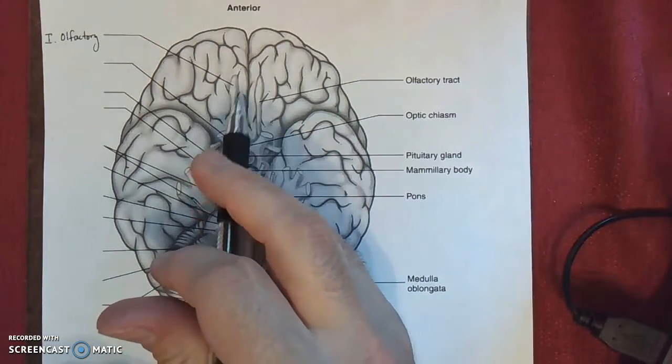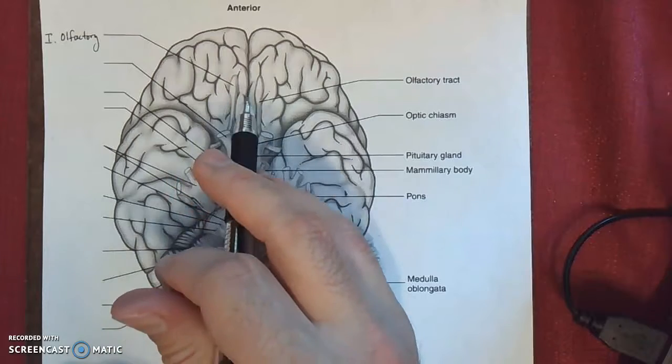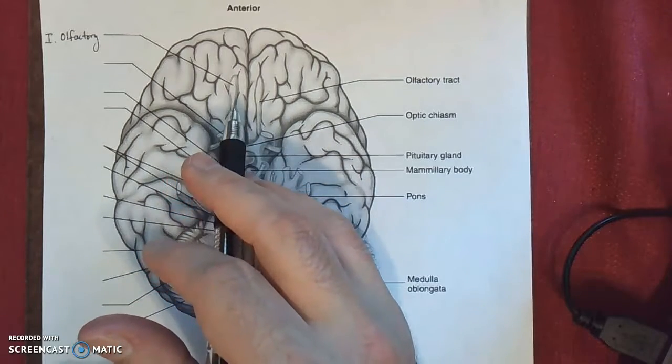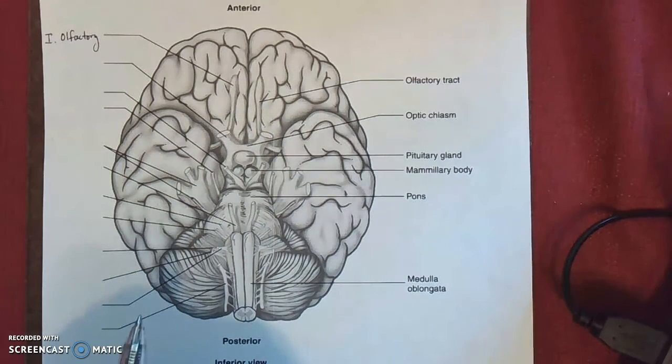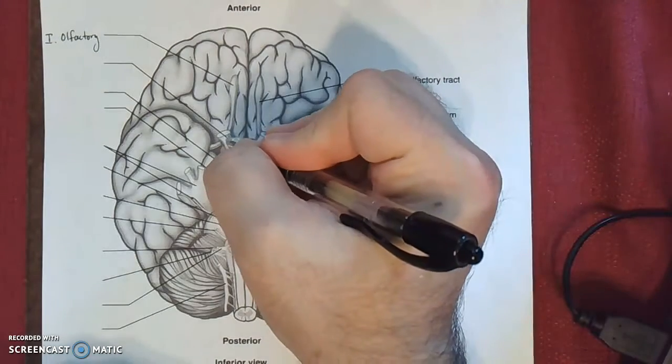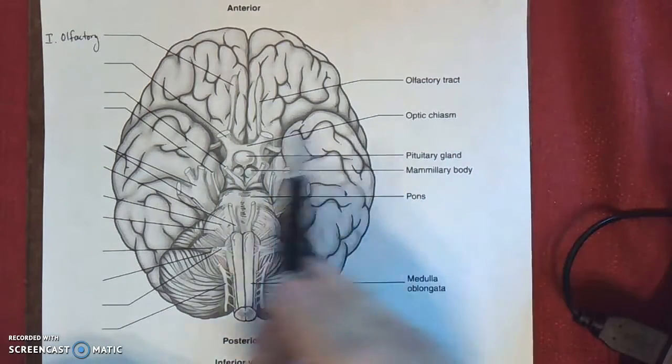The sense of smell is one of our most primitive senses, not as developed in humans as it is in other animals, but we rely a lot on our sense of smell, and our sense of smell is tied into a lot of memories.